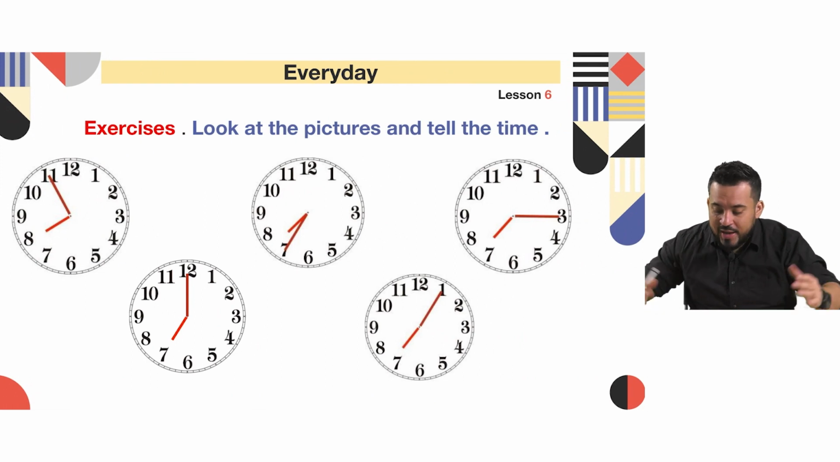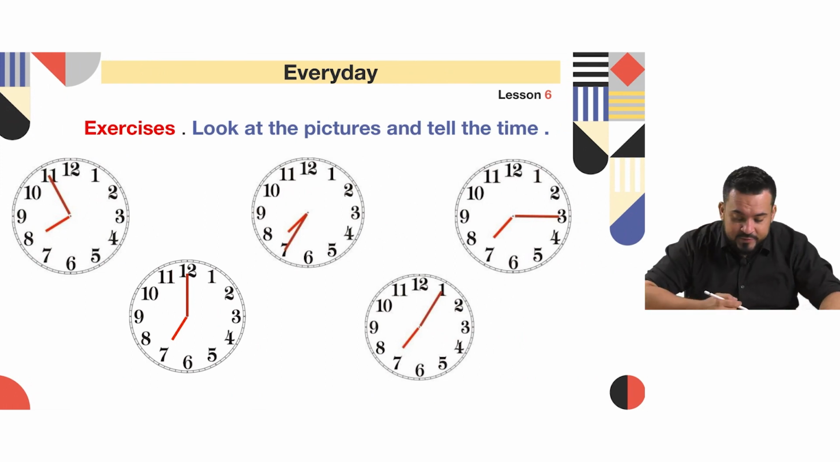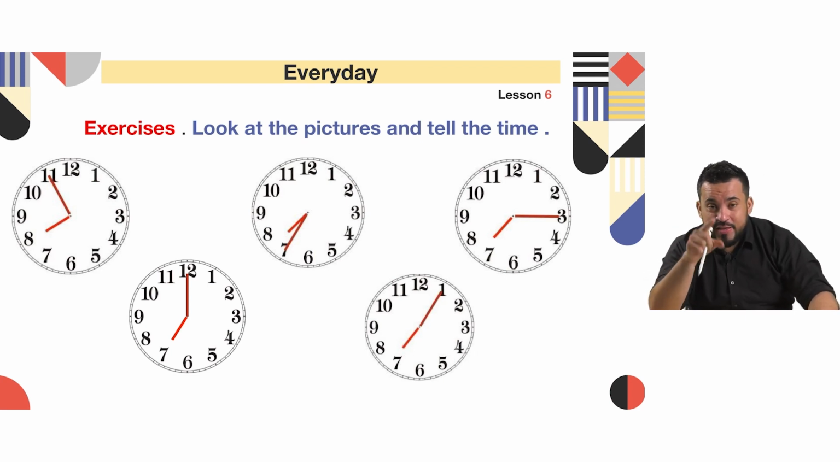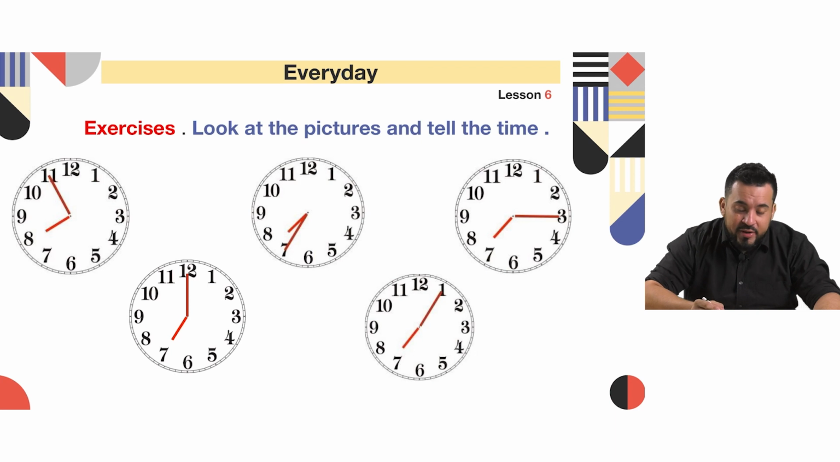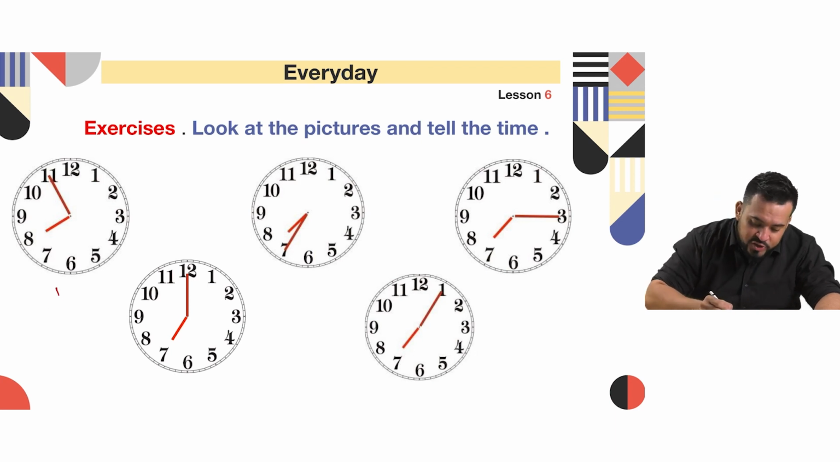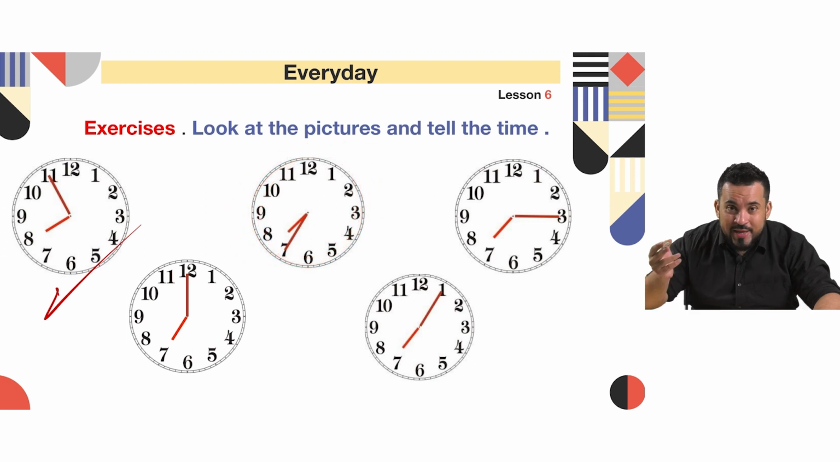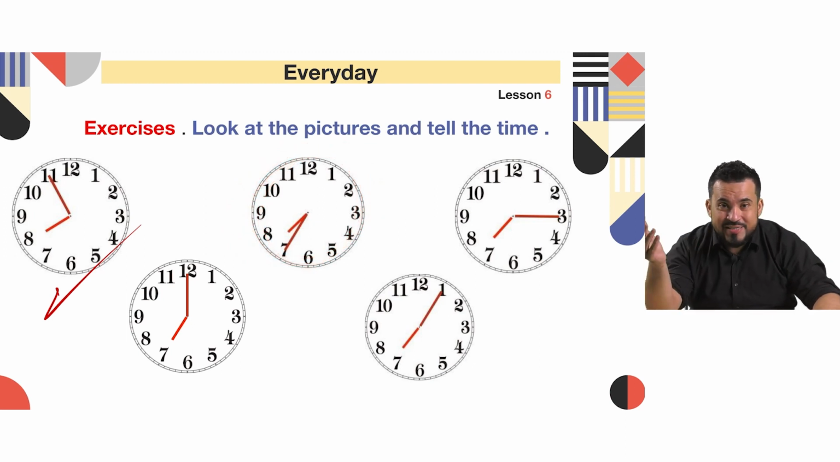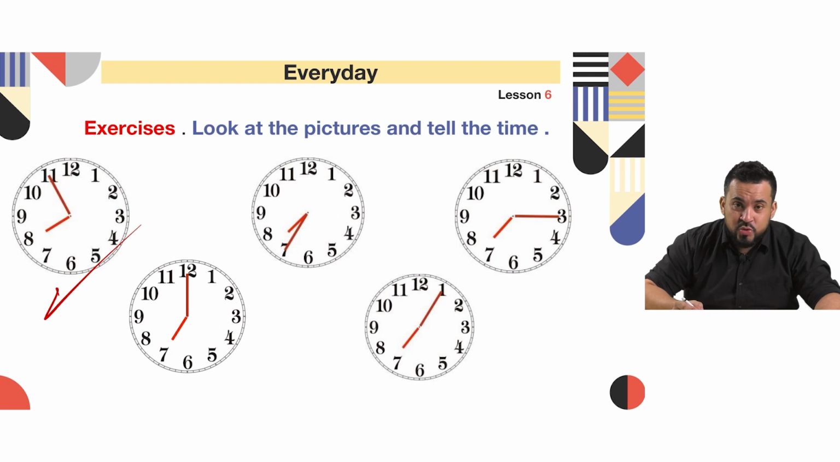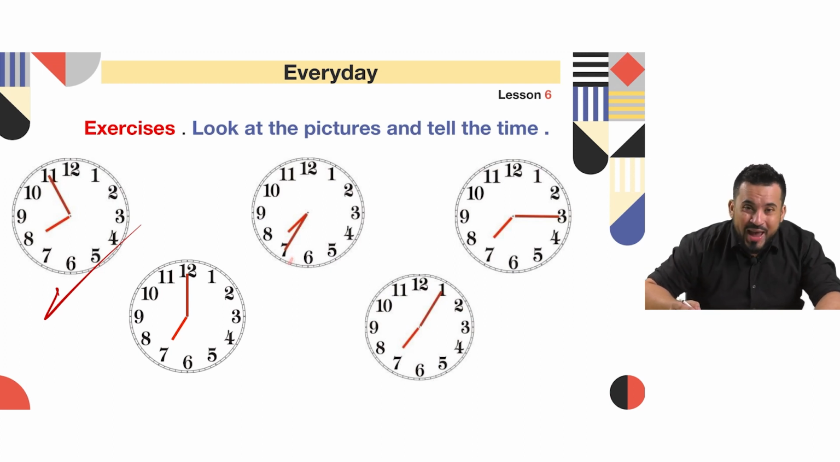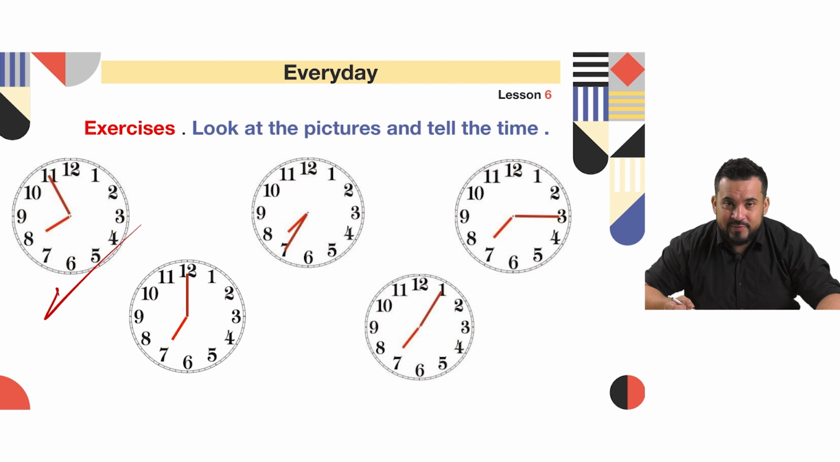Now, let's do a quick exercise. Let's look at the pictures and tell the time. So the first one, British way, it's 5 to 8. American way, it's 7:55. That's right. Next one, let's see. This one right here. Okay? So, yes, that's right. If it's American way, we just say 7:35. Or if it's the British way, we say it's 25 to 8. 25 to 8. That means 25 minutes before 8 o'clock.